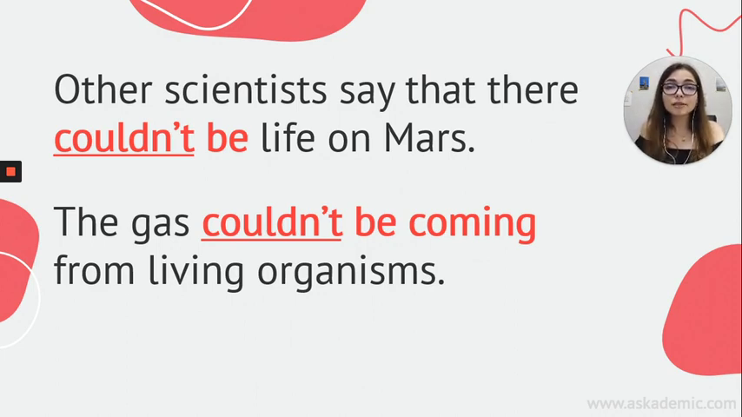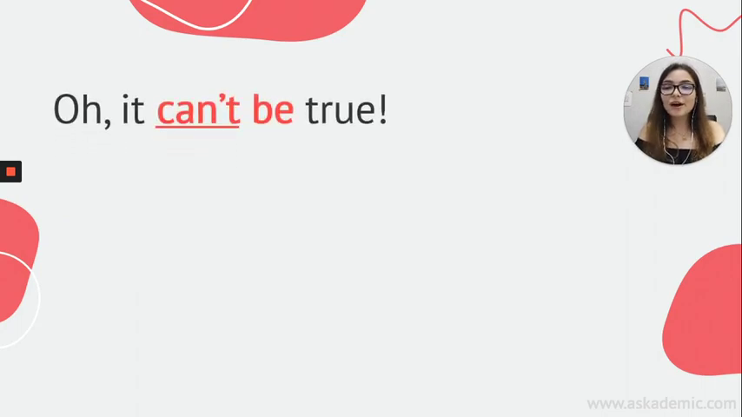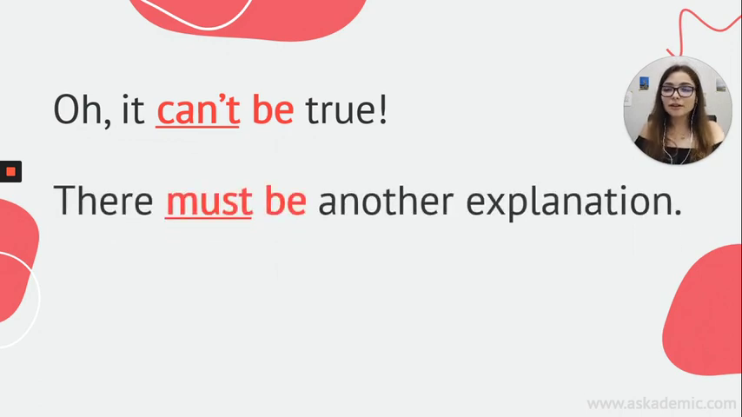It's impossible. Right? Again, it gives the meaning of impossibility. Let's move on with can't. Oh, it can't be true. I strongly believe that it cannot be true. There must be another explanation. Here again we strongly believe that there must be another explanation.